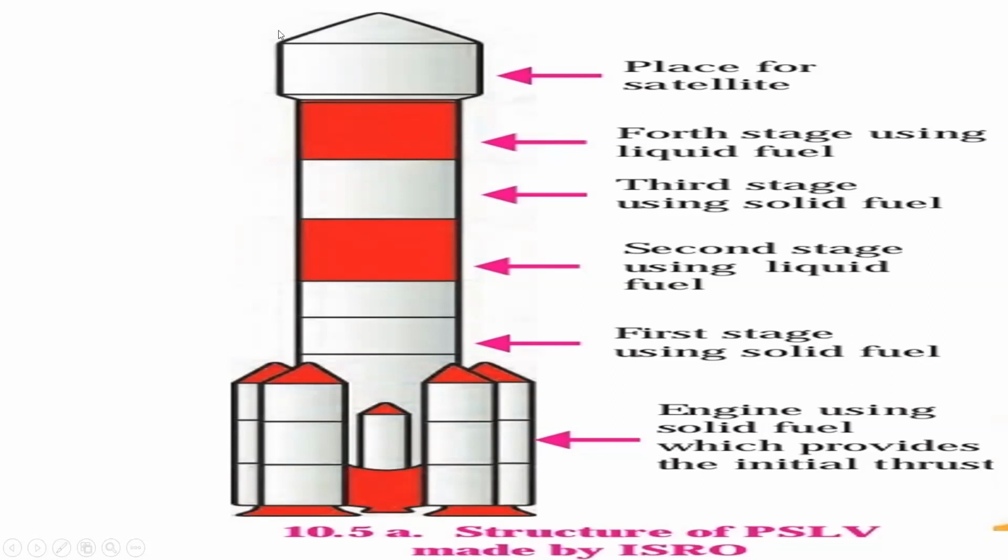And can you see the topmost part, this conical part? This is the place where the satellite is kept, the place for the satellite. Okay, so this is the structure of PSLV made by ISRO, the launcher vehicle.